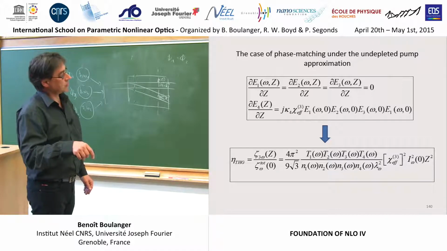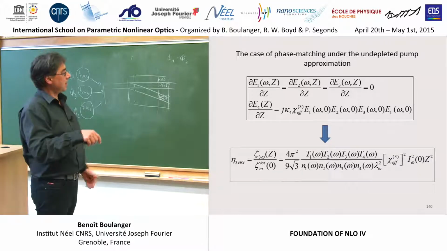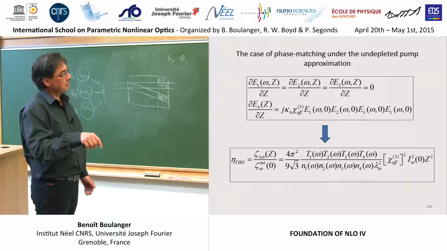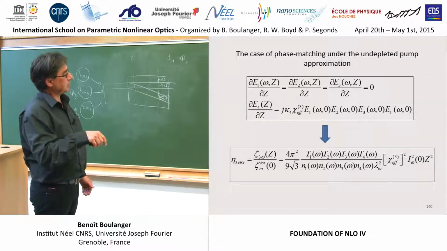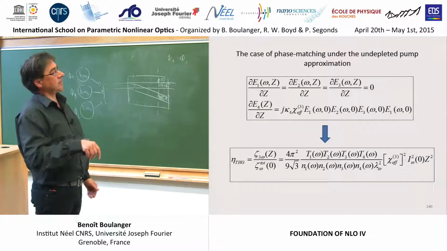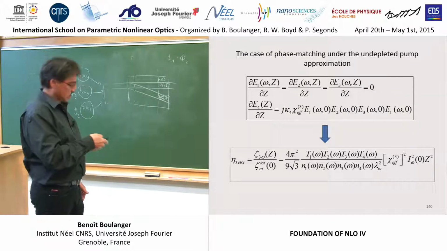And so you see here that you have a quadratic evolution of the efficiency as a function of z, and the efficiency depends on the square of the intensity.